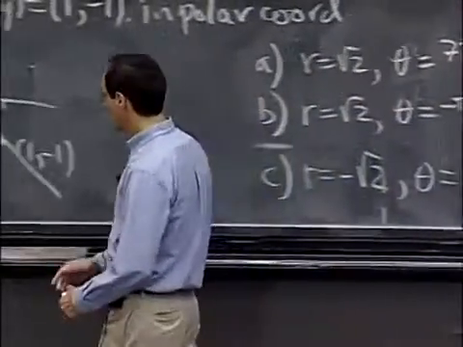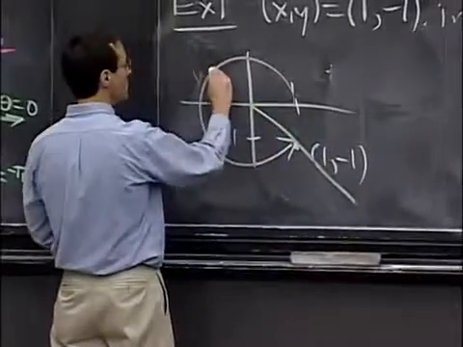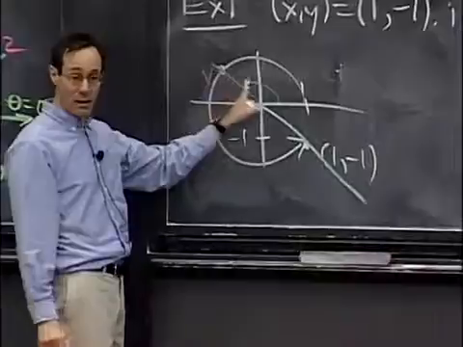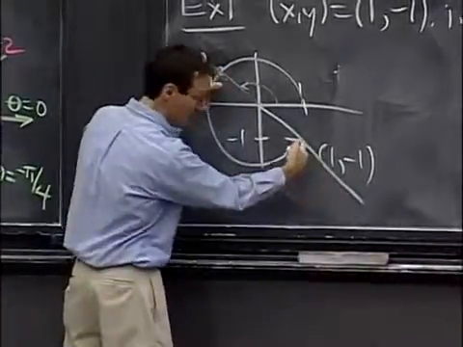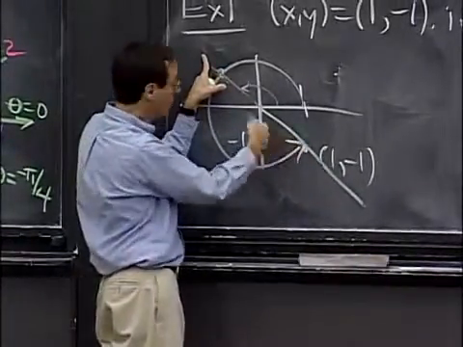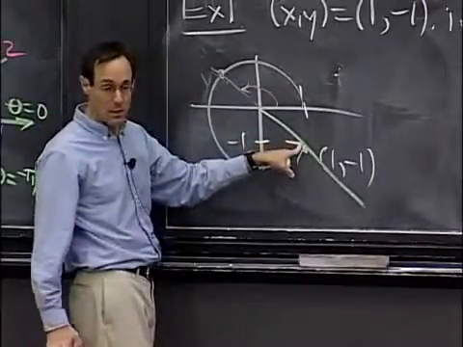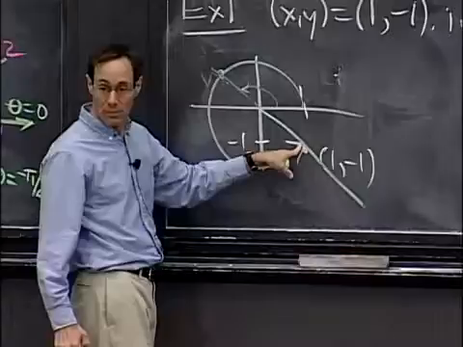Now what that corresponds to doing is going around to here. We're pointing out 3/4 pi direction, but then going negative square root of 2 distance. We're going backwards. So we're landing in the same place. So this is also legal.